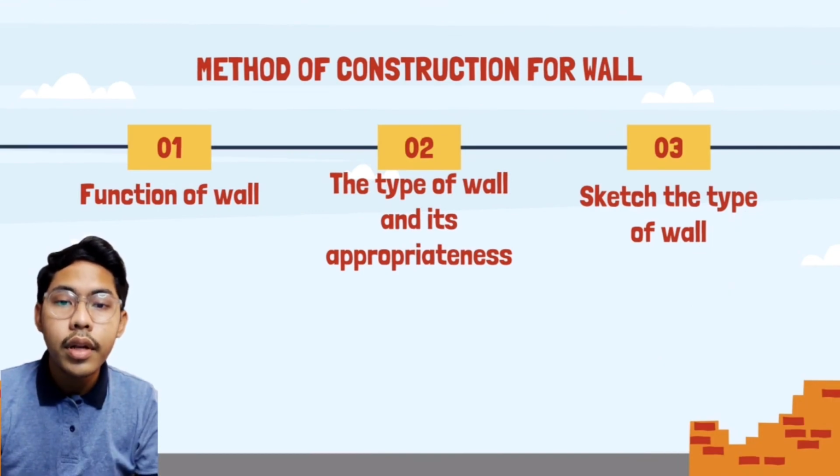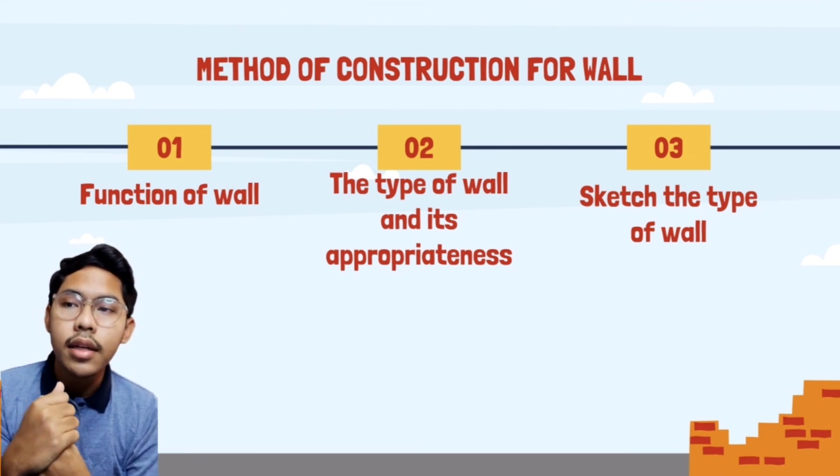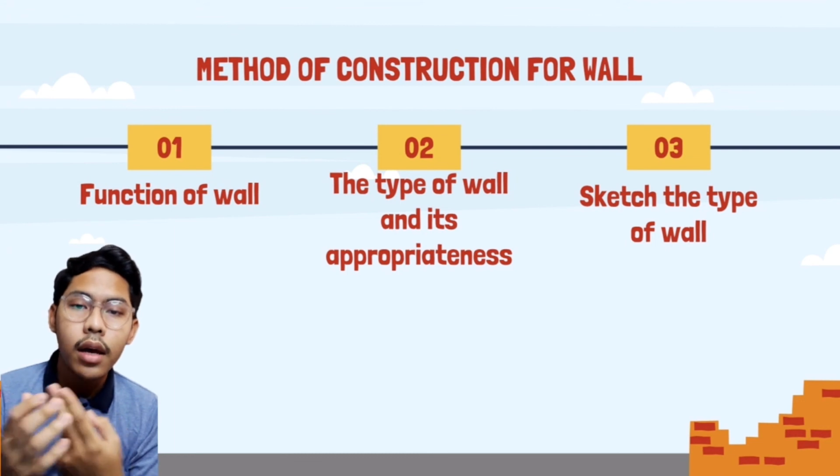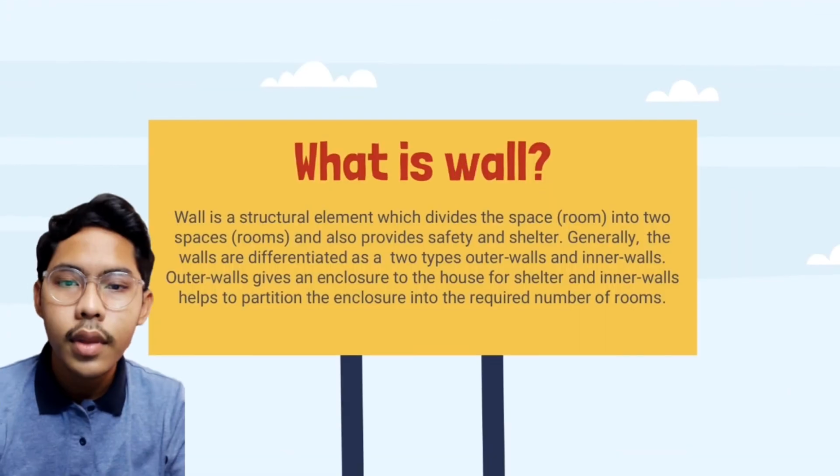So I will present about the method of construction for wall. I have three main points. My first point is the function of wall. Number 2 is the type of wall and its appropriateness, and number 3 is sketch the type of wall.